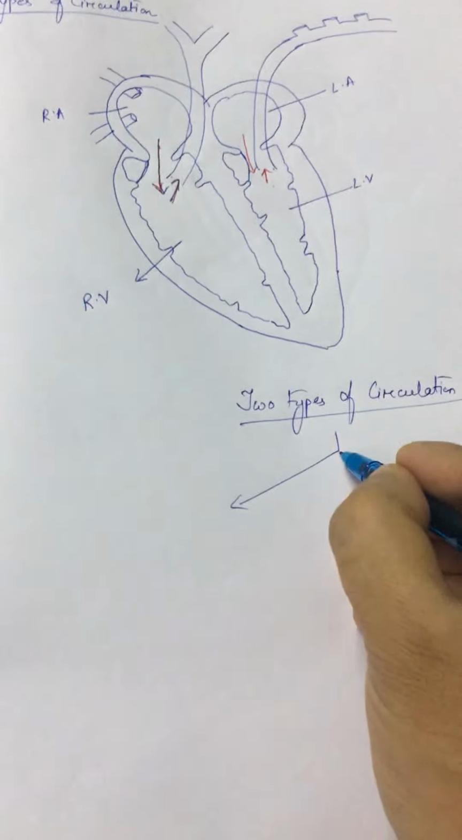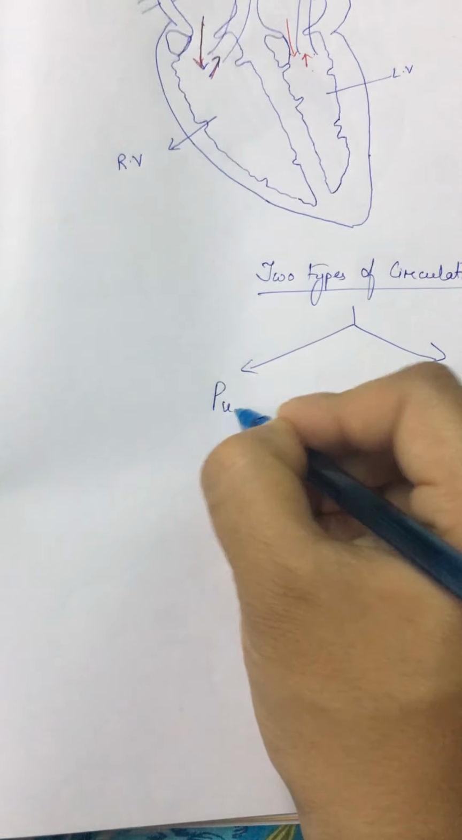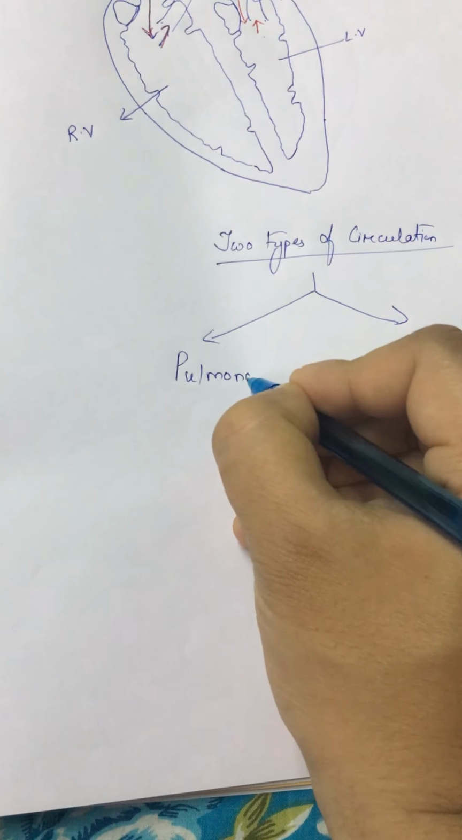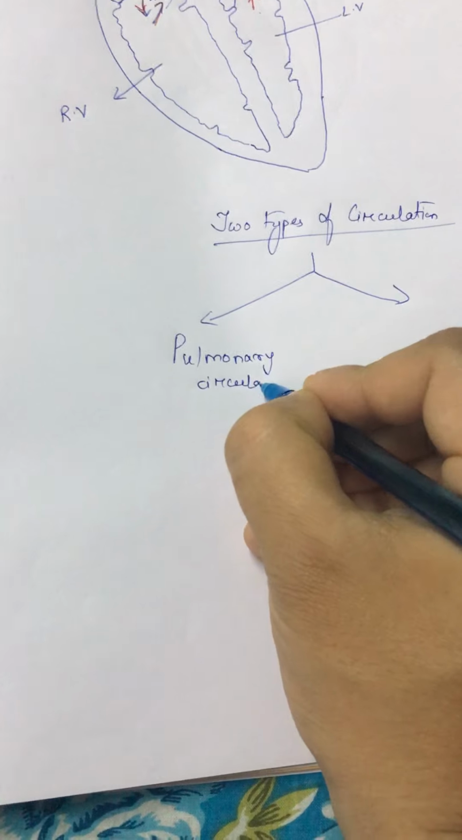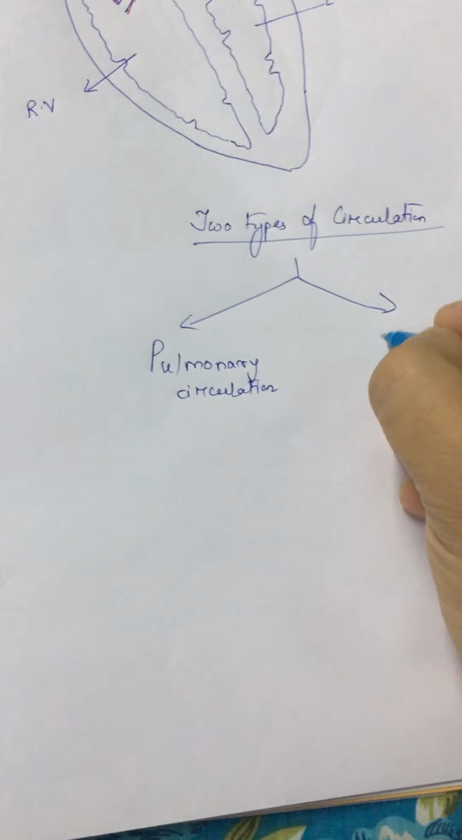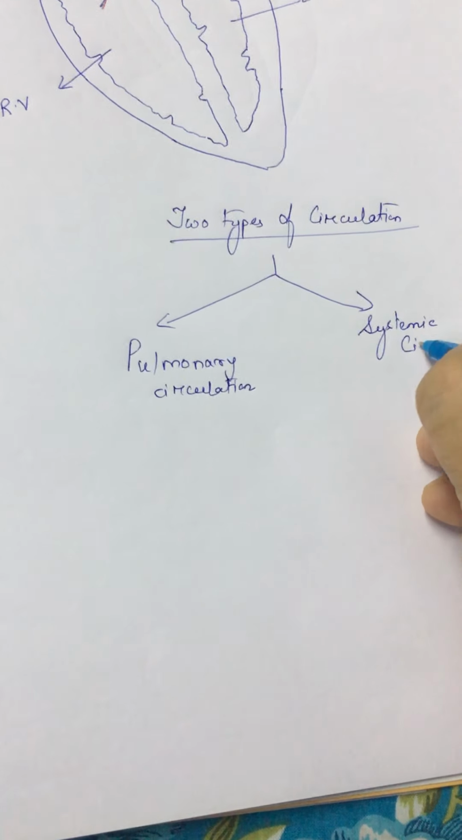One is called the pulmonary circulation, and the other is called the systemic circulation.